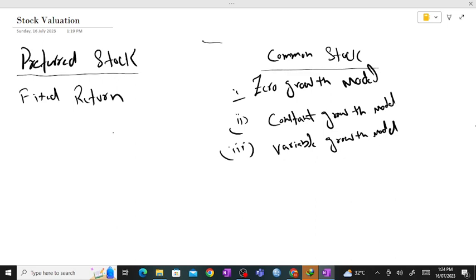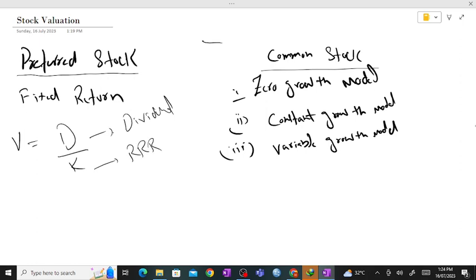Preferred stock, as the name suggests, is where you give priority to the stockholders. We already discussed this in the previous lecture, but in this lecture we will see how we can evaluate them and find the value of preferred stock. The idea remains the same as the theoretical idea. The formula for the preferred stock valuation is V equals D divided by K, where D is the dividend and K is the required rate of return.